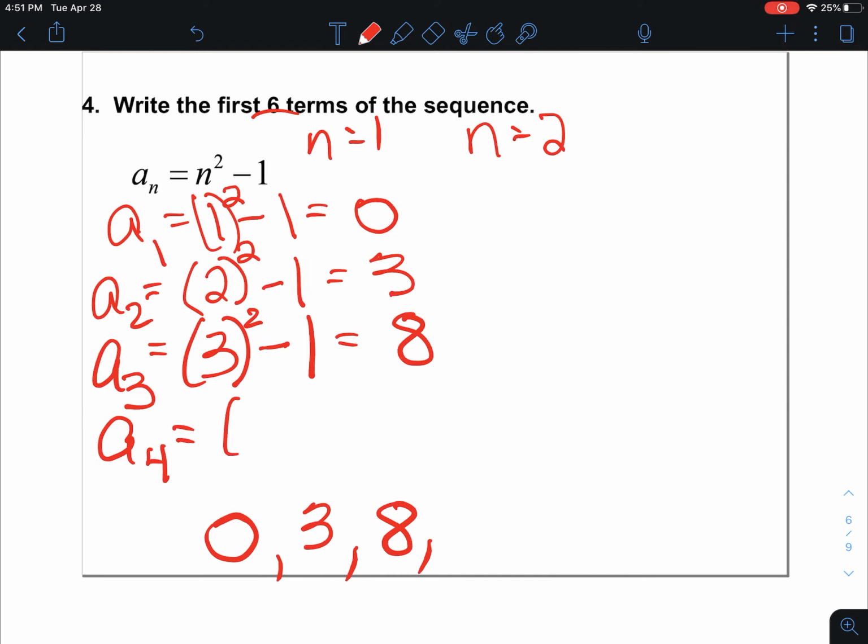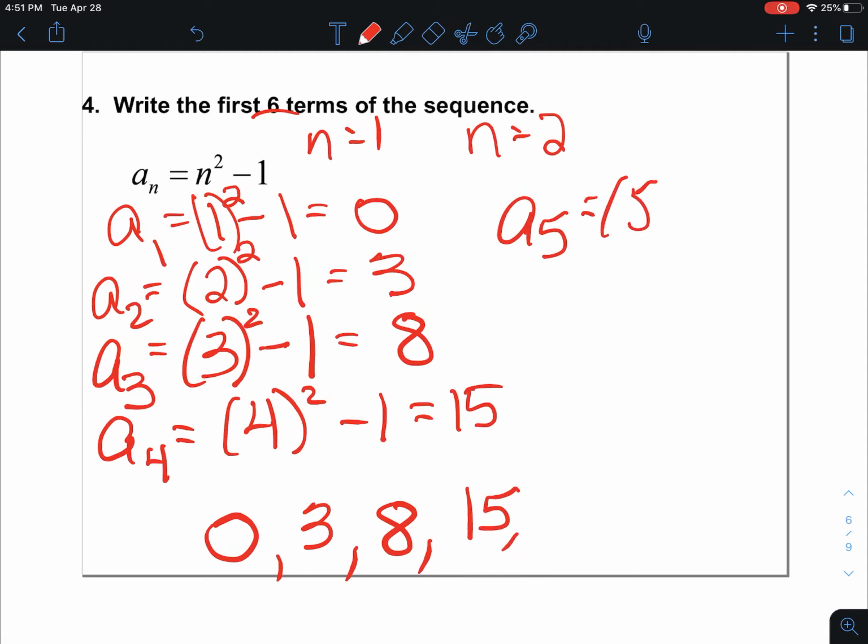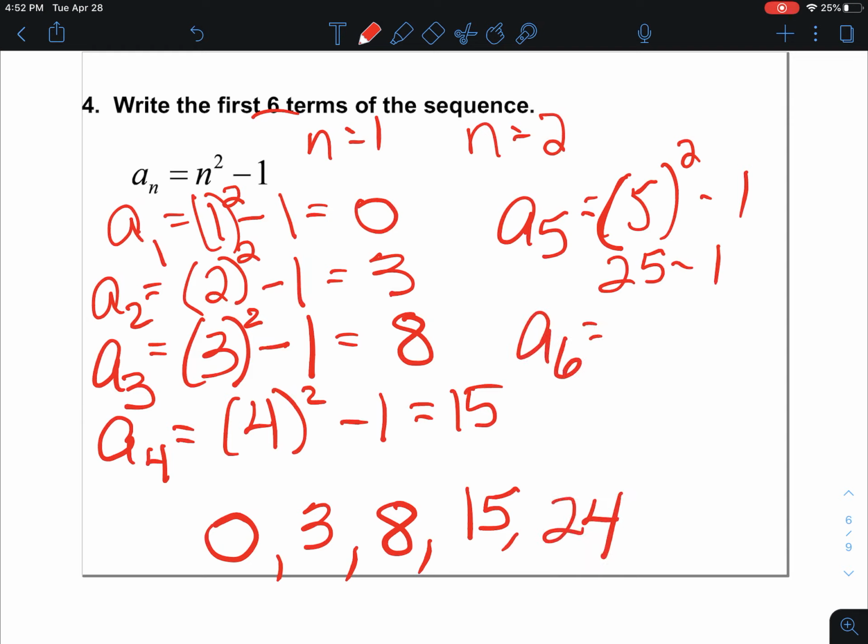The fourth term, 4 squared minus 1. That's 16 minus 1 makes 15. A sub 5. That's 5 squared minus 1. So 25 minus 1 is 24. And the last term, the sixth term, is going to be 6 squared minus 1. 36 minus 1 is 35. So here are the first 6 terms of this sequence.